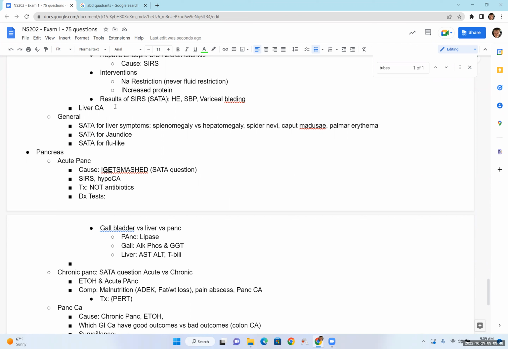All right, liver cancer. What's the test for liver cancer? AFP, right? So alpha fetoprotein. That's also attached to another one, right? Which are the cancers attached to? Gastric cancer.